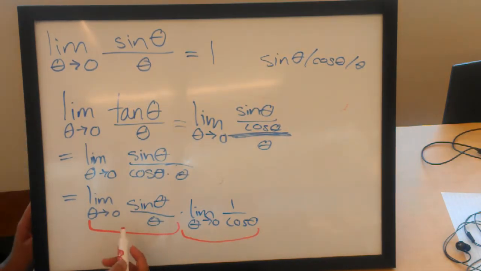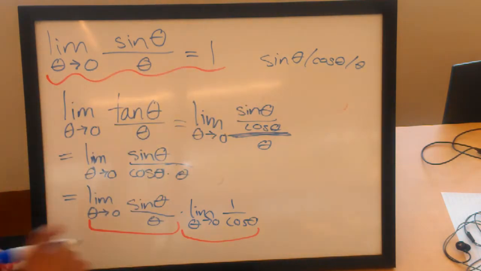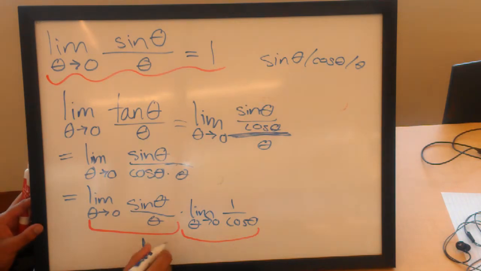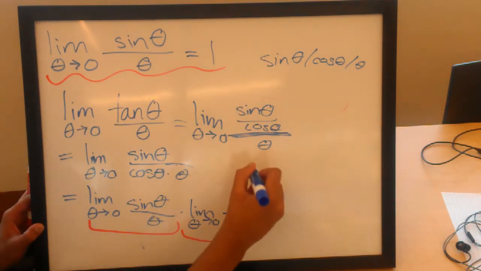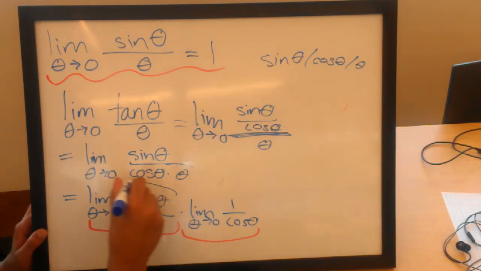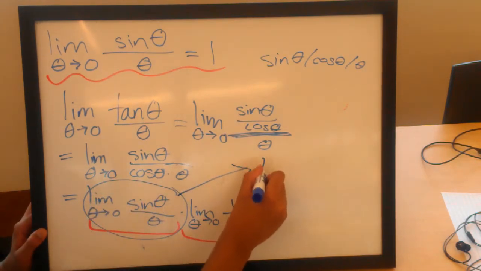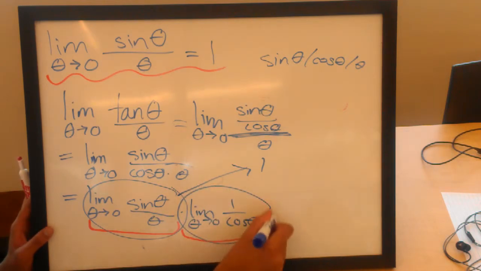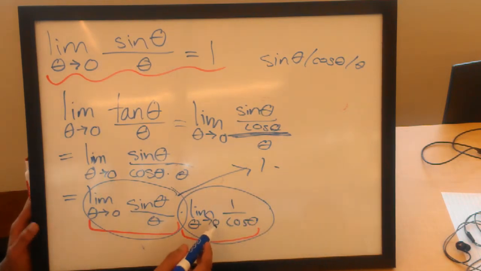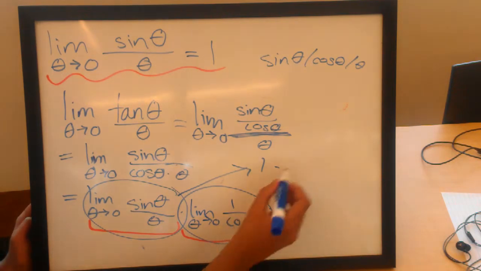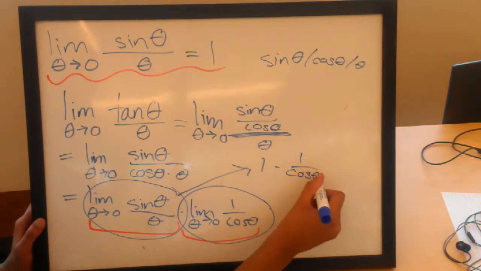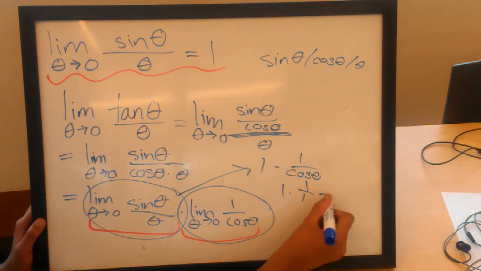Can anyone tell me how to evaluate this? Like, how do we know what the limit as theta approaches 0 of sine theta over theta is? Yeah, it's conveniently written right here. And so this is evaluated as 1. Okay, I'll write this one up here. So this term here is 1. And what about this term? Well, yeah, for this term, we can just plug in 0 because 1 over cosine of 0 is 1 times 1 over 1, which equals 1.